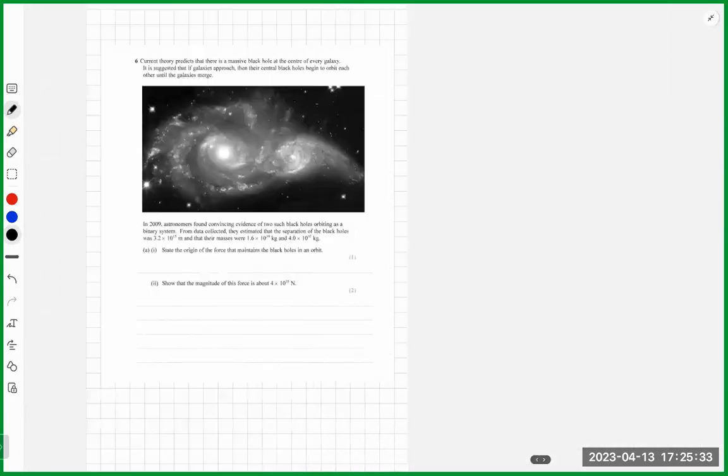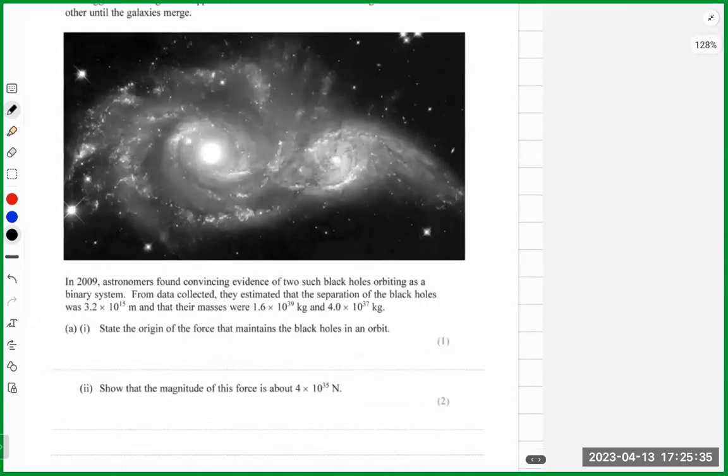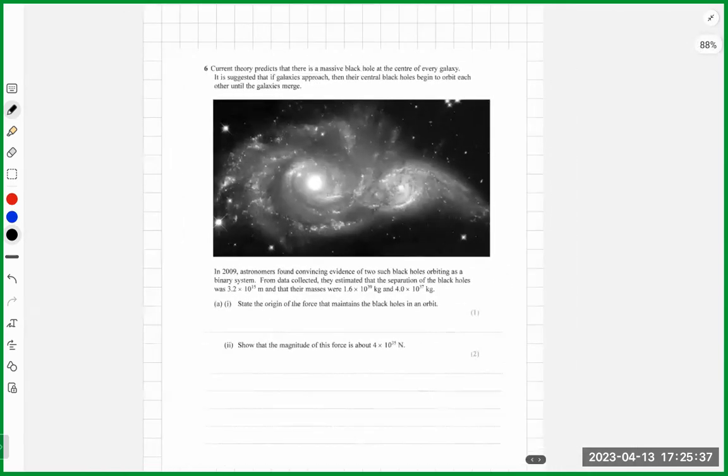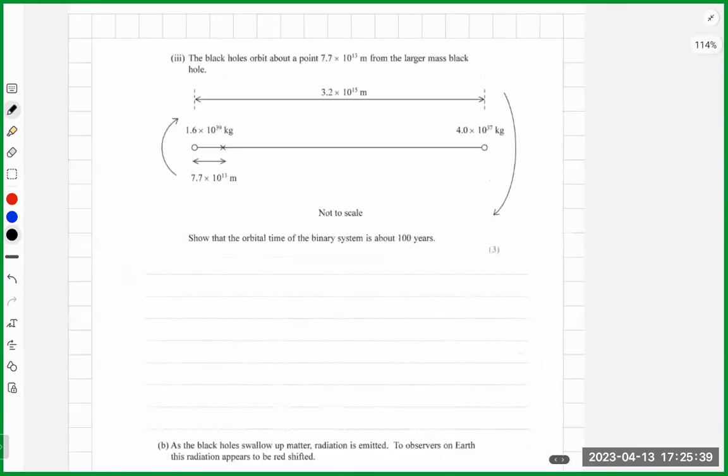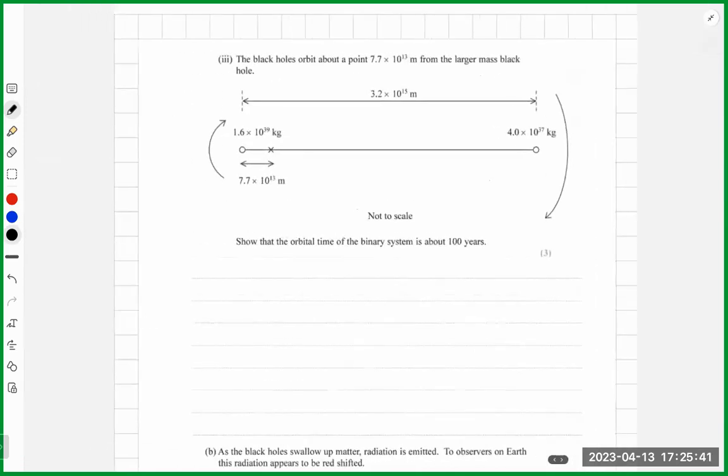Yes. These are the binary stars, and this is one. So this is how they are moving. One is of mass 1.6 into 10 to the power 39 kgs, and the other is 4.0 into 10 to the power 37 kgs. So it is not necessary that they have the same mass. Okay, sir. So they will be binary stars.